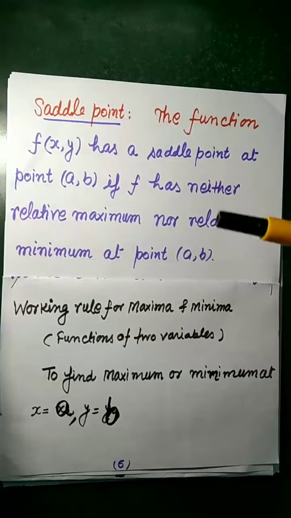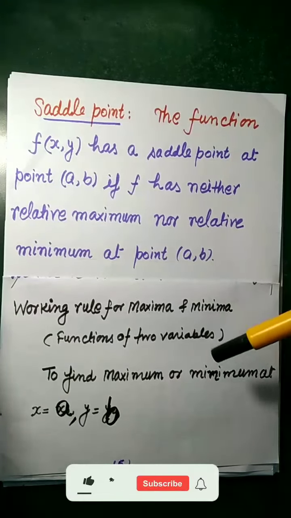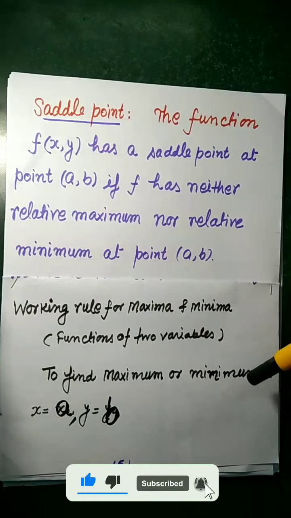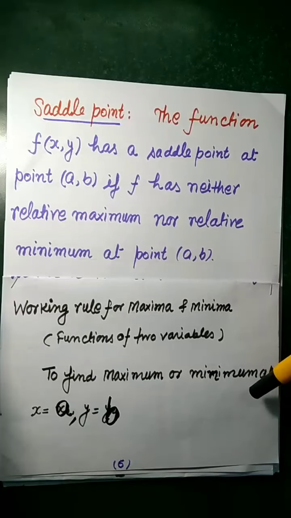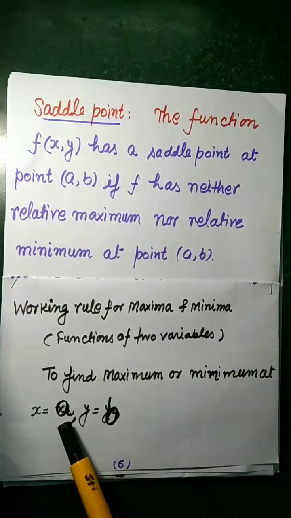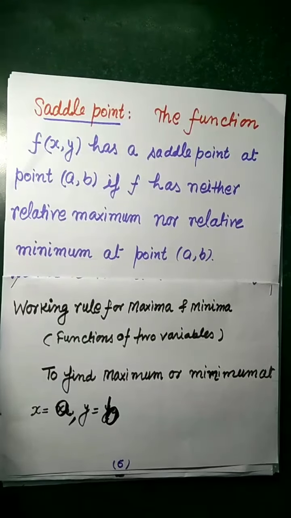Now we see how we can find maxima and minima of functions of two variables. This is the working rule for obtaining maximum and minimum of functions of two variables. Let us consider we obtain maximum and minimum at the point x equals a and y equals b.